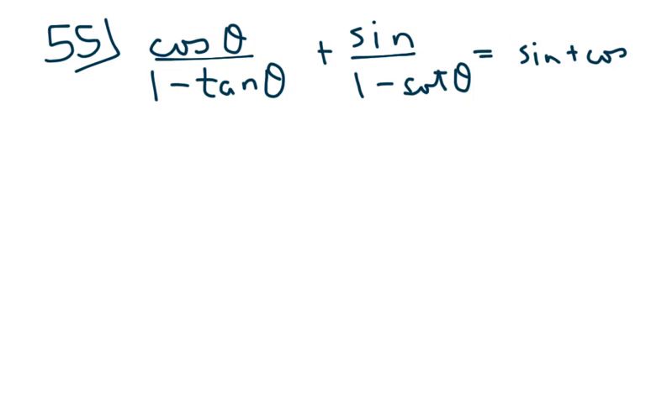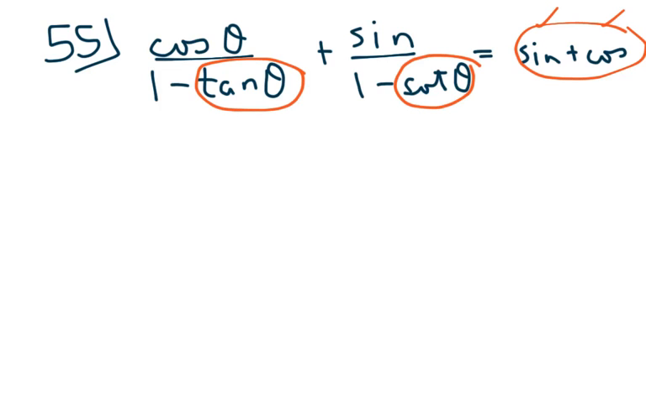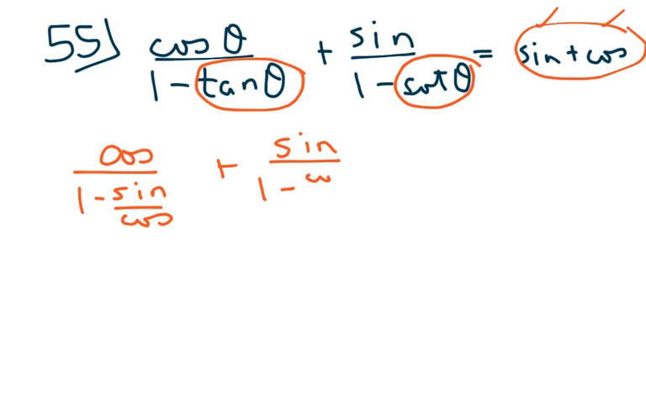Okay, number 5. By now you should know that this is already simplified, and it's in terms of sine and cosine. So what I'm going to do is look at these two and write these in terms of sine and cosine, and clean this up. So I'm going to have cosine over 1 minus sine over cosine plus sine over 1 minus cosine over sine.